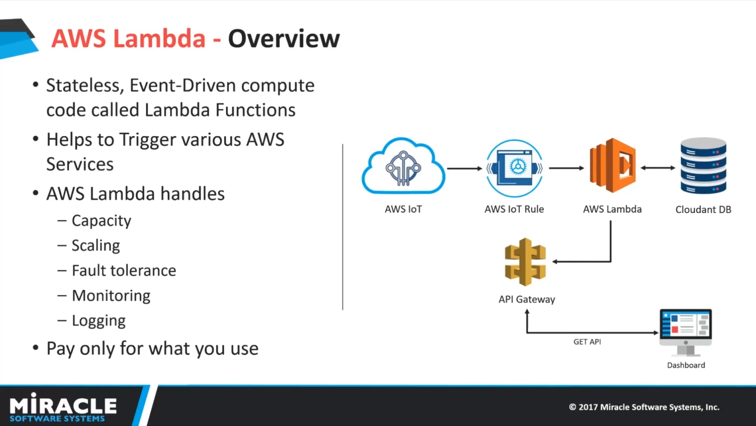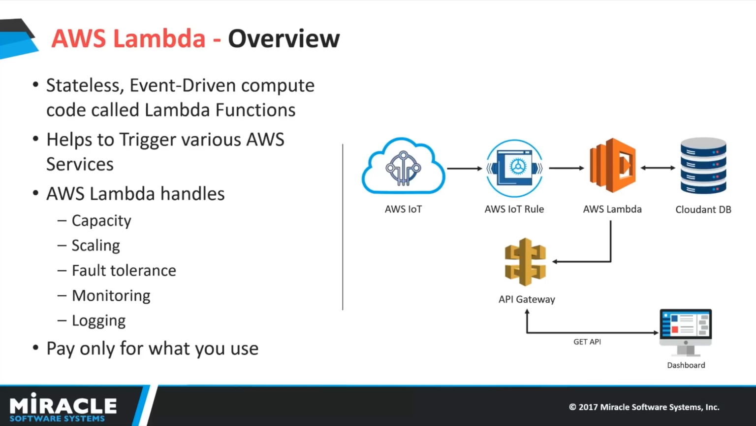AWS Lambda itself can handle auto scaling, capacity, fault tolerance, logging and monitoring. All those things are handled by AWS Lambda itself. The beauty of it is you only pay for the requests that you use. It has some free requests that you can use and play with, but whenever you go into production, you pay per 1,000 requests as you go.